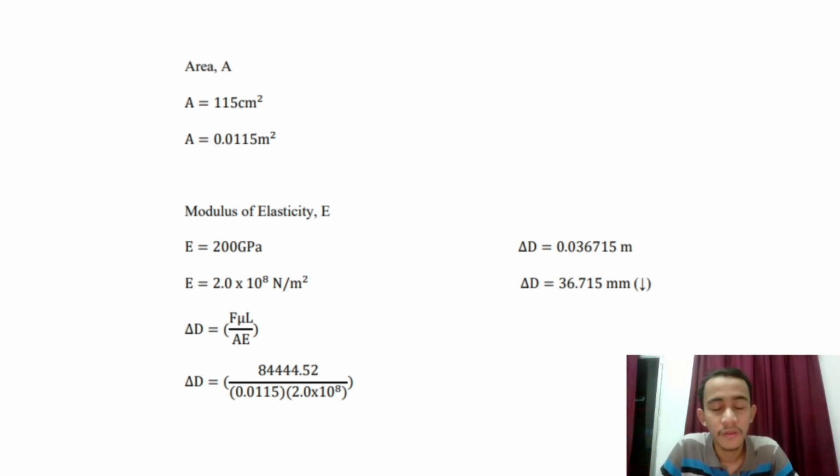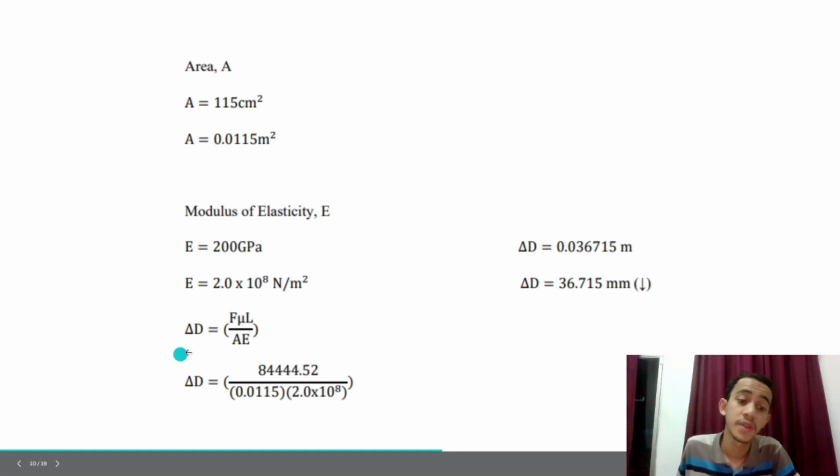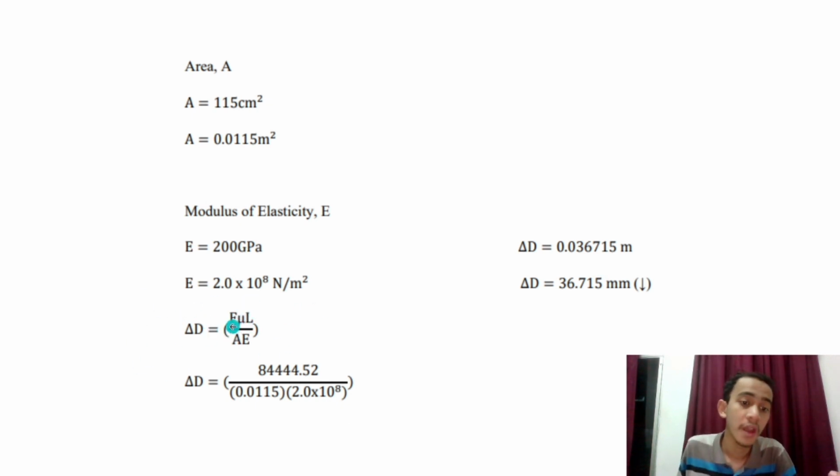So we converted it to meters, and we get 0.0115 meter cubic. And the modulus of elasticity for this member is 200 gigapascal, and we converted it to Newton per meter cubic, which is we got 2.0 multiplied by 10 exponent 8. So this is the formula to calculate the deflection, which is the total of all members' internal force F multiplied by mu and multiplied by the length, divided by the total area of the cross section of each member, and the modulus of elasticity.